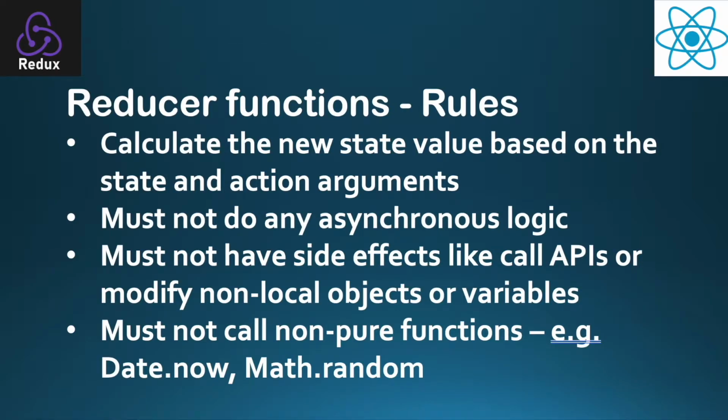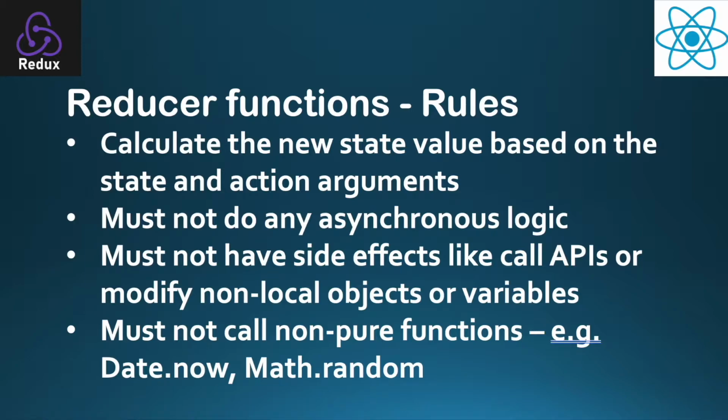So, what are some of the important rules while defining the reducer functions? Calculate the new state value based on the state and action arguments. So we remember in a reducer, we get the existing state and the action. So we need to compute the new state based on these two parameters only. It must not have any asynchronous logic, must not have any side effects like call APIs or modify non-local objects or variables, must not call any non-pure functions, for example Date.now, Math.random, etc.